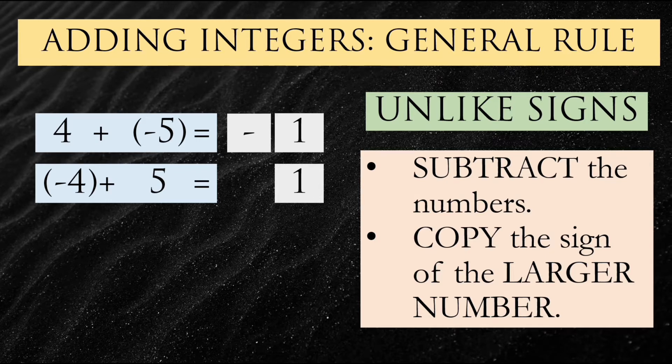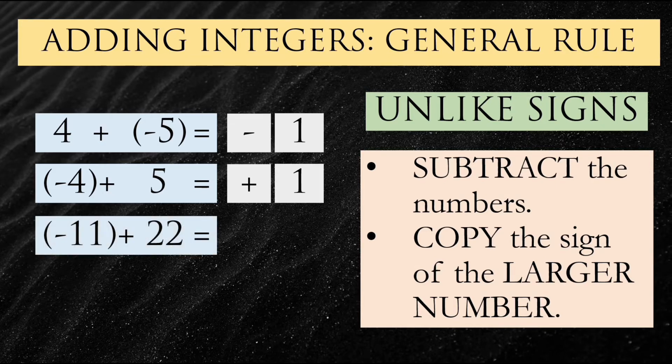So between 4 and 5, 5 is the larger number and it's not negative, it's positive. So our answer should be positive. But then again, you don't have to write the positive sign or the plus sign. You may just write 1. Okay? And then third example, we have -11 plus 22.